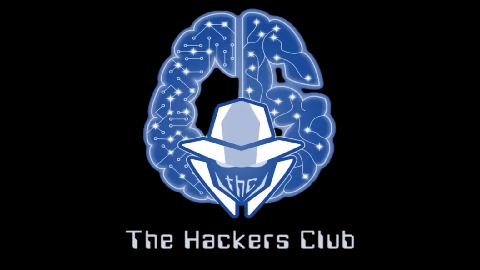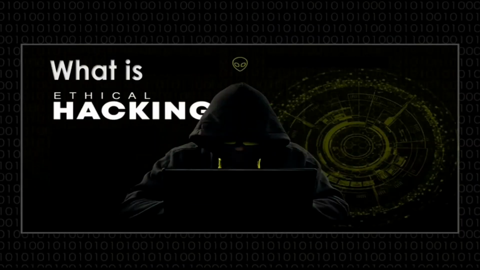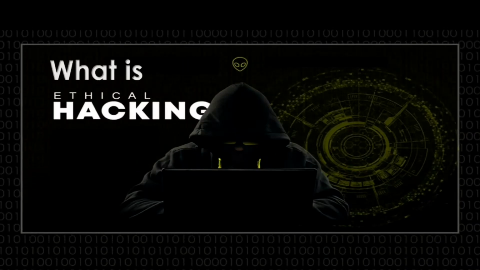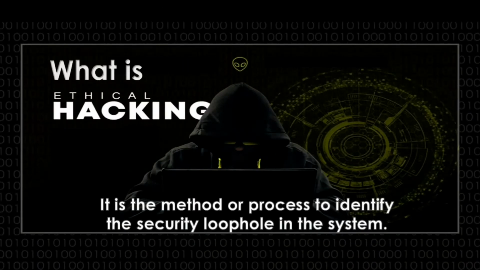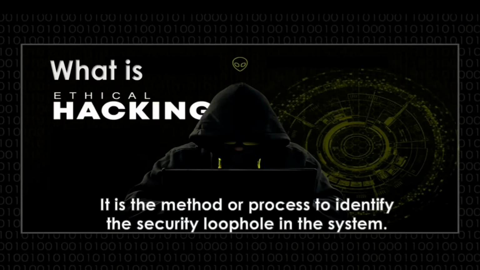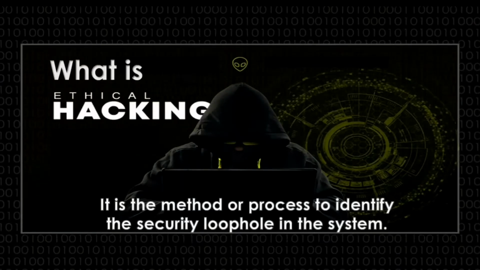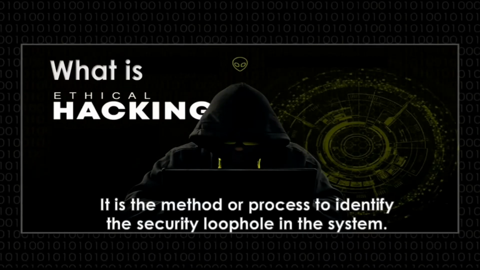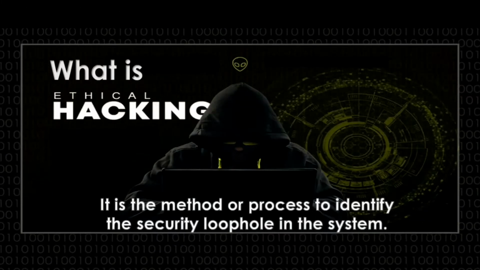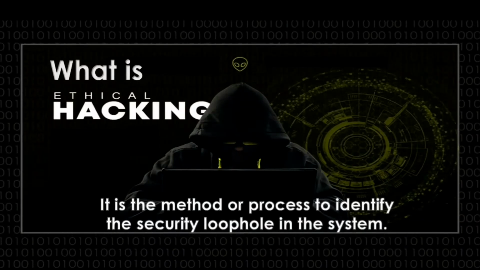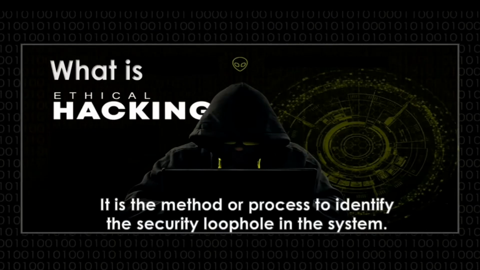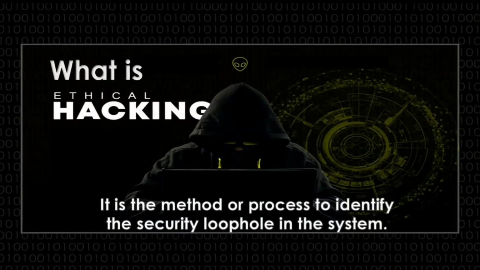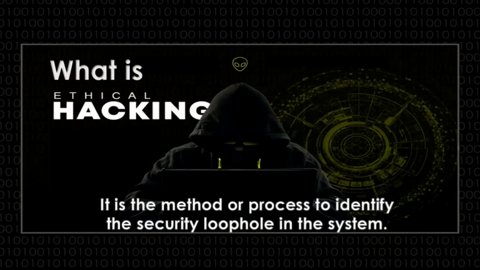Before learning about 5 phases, let's recall from the previous video what is ethical hacking. Ethical hacking is nothing but a method or a process of finding loopholes or weaknesses in the system. It is part of VAPT, that is vulnerability assessment and penetration testing. The purpose of ethical hacking is to improve the security of the network or system by fixing the vulnerabilities found during testing.